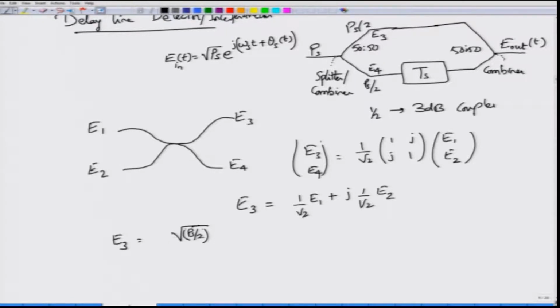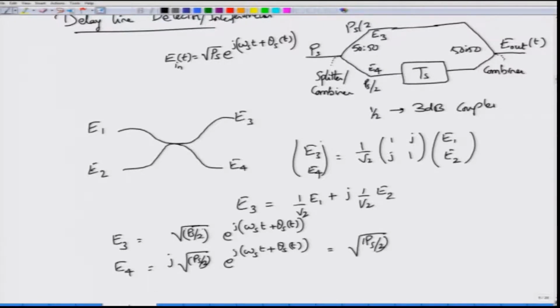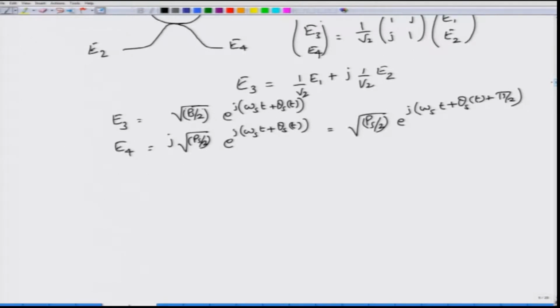So, it would be square root of Ps by 2 e to the power j(omega s t plus theta s of t), whereas E4, which is coming because of E1, will be given by square root of Ps by 2, there is a j here, e to the power j(omega s t plus theta s of t), which can be written as square root of Ps by 2 e to the power j(omega s t plus theta s of t plus pi by 2). So, transferring this j multiple into the exponential allows me to rewrite them in this fashion. So, you can see that these two signals are 90 degrees out of phase.